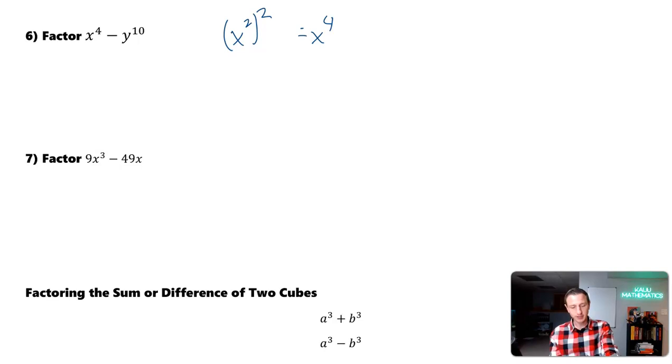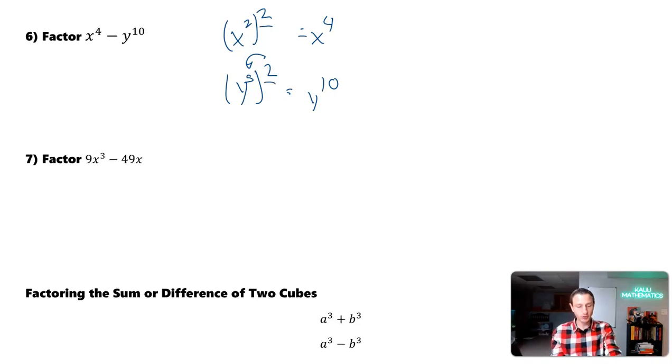Take that same logic. Can I apply that to y to the 10th? So y to some power, squared, to get me back to y to the 10th. Again, what operation? Multiplication. So 2 times what would get us y to the 10th? 2 times 5. So this would be y to the 5th, squared. So now this is actually a difference of two squares because I'm able to rewrite this as perfect squares. So this is x squared, squared, minus y to the 5th, squared. This is a difference of two squares.